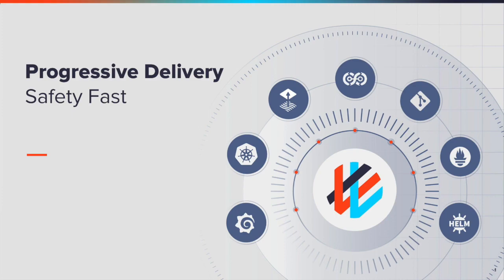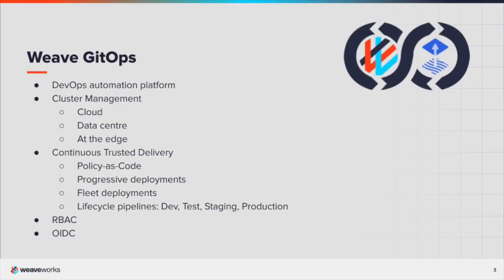In this video, I'm going to show you Weave GitOps Progressive Delivery, deploying new features and fixes into production safely. Weave GitOps is a continuous operations product that makes it easy to deploy and manage Kubernetes clusters and applications at scale in any environment. Built on Flux, it provides continuous application delivery while enhancing security and accelerating software delivery lifecycle.